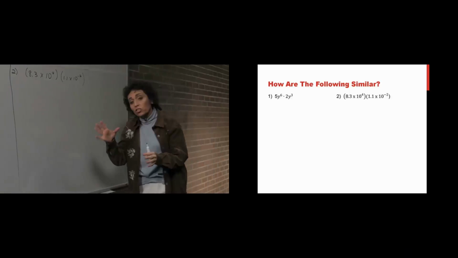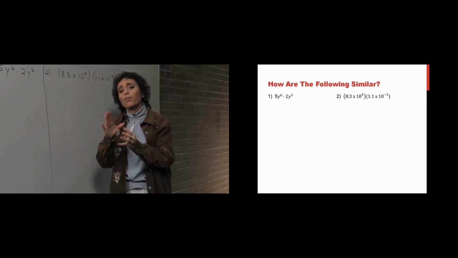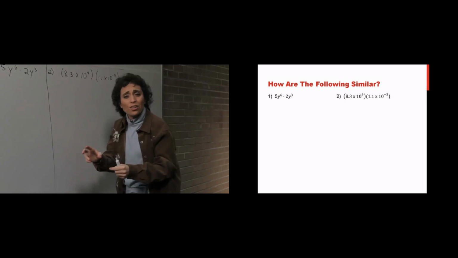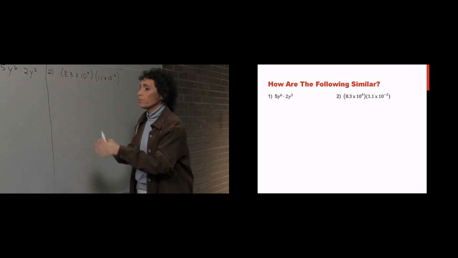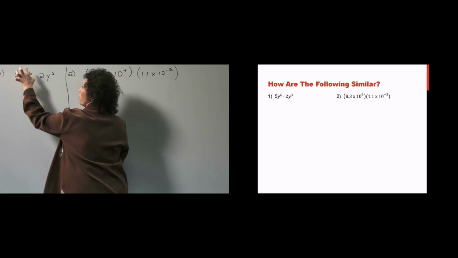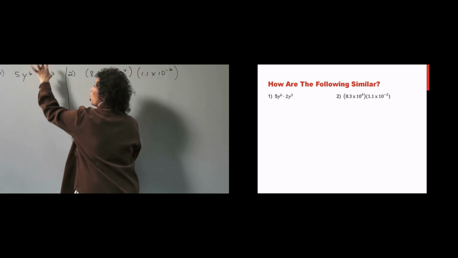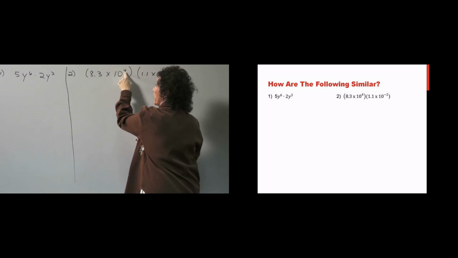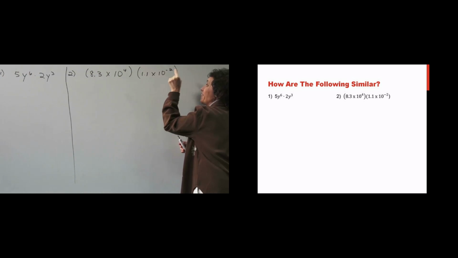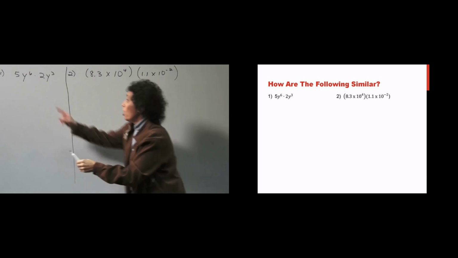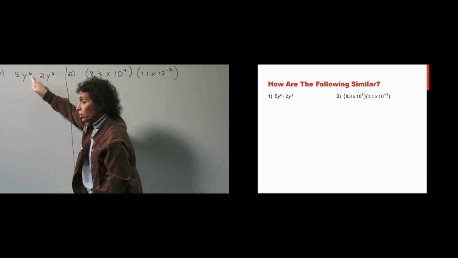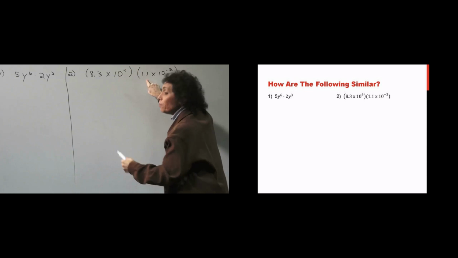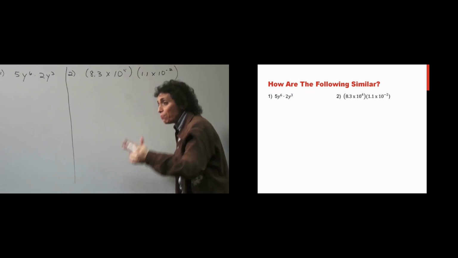All right, I want to take a look at these. And before we talk about how to do them, I want to talk about how they're similar. Or if they're similar, you're going, they don't look similar. But the truth is, they're almost exactly alike. Watch. Coefficient times base to an exponent times coefficient times the same base to an exponent. I just said the same thing twice.